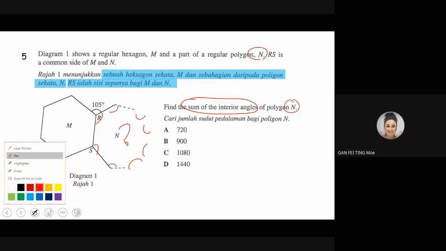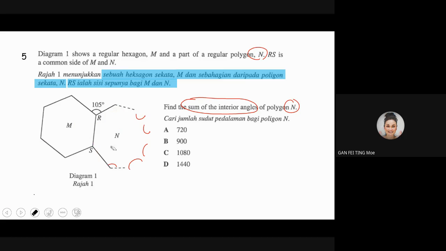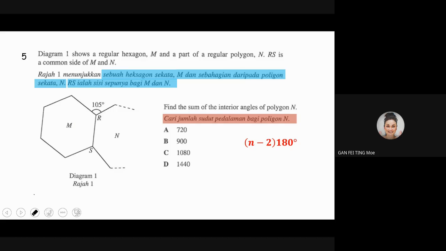So how are you going to solve this question? How are you going to start? Then you may start with knowing what formula is used. In order for me to answer this question, I need to know the number of sides. n minus 2, times 180. This is the formula to get the sum of interior angles for a polygon. This is a formula you cannot afford to forget, right?